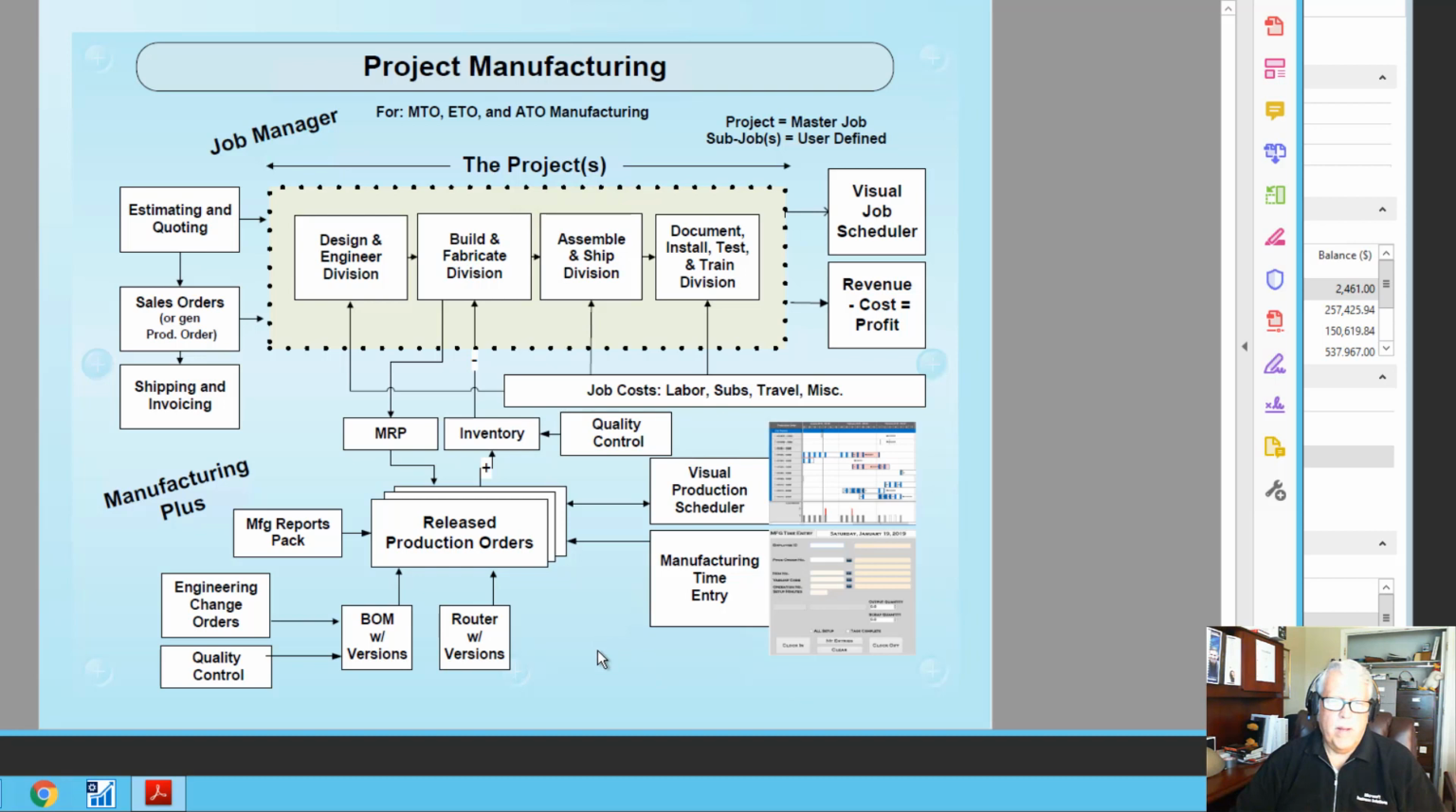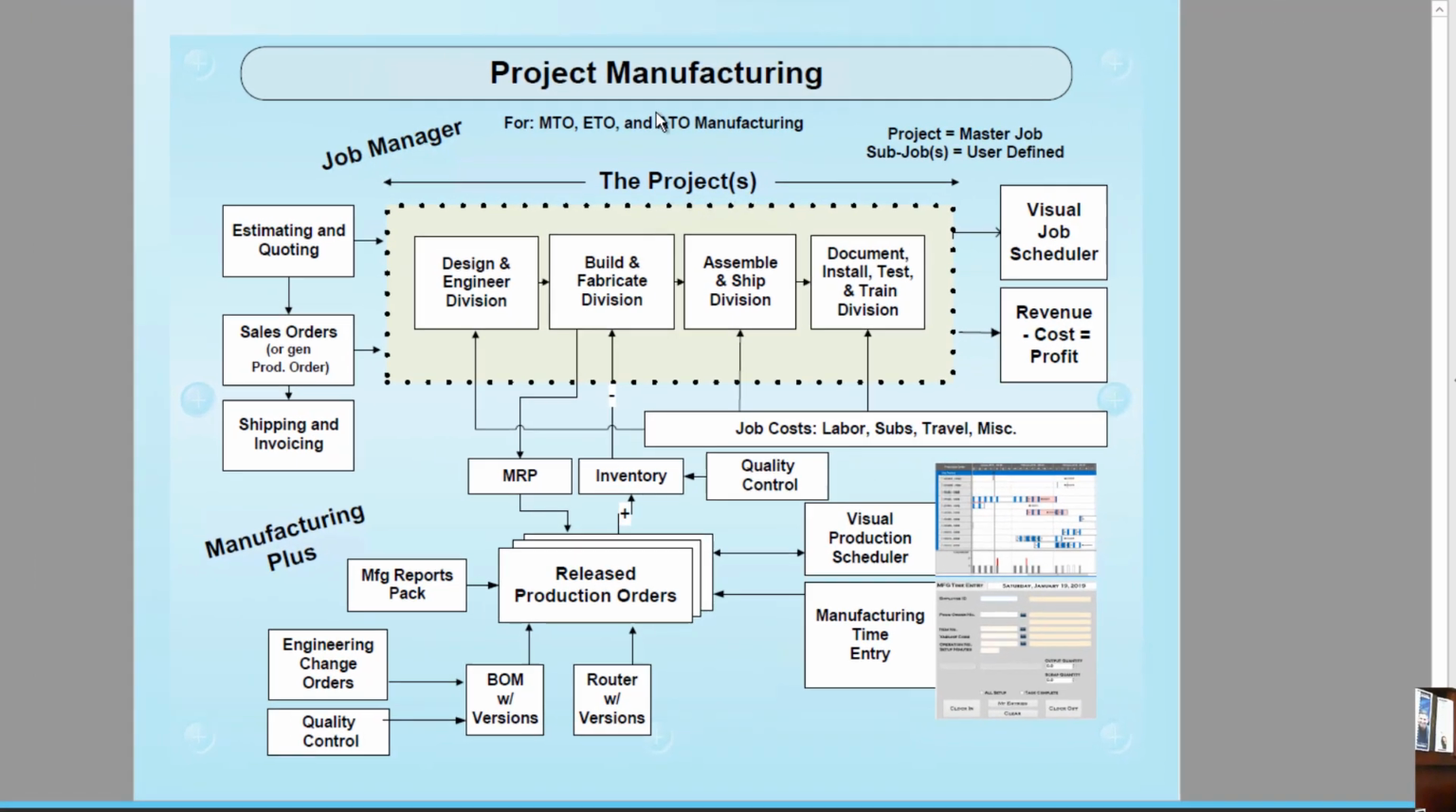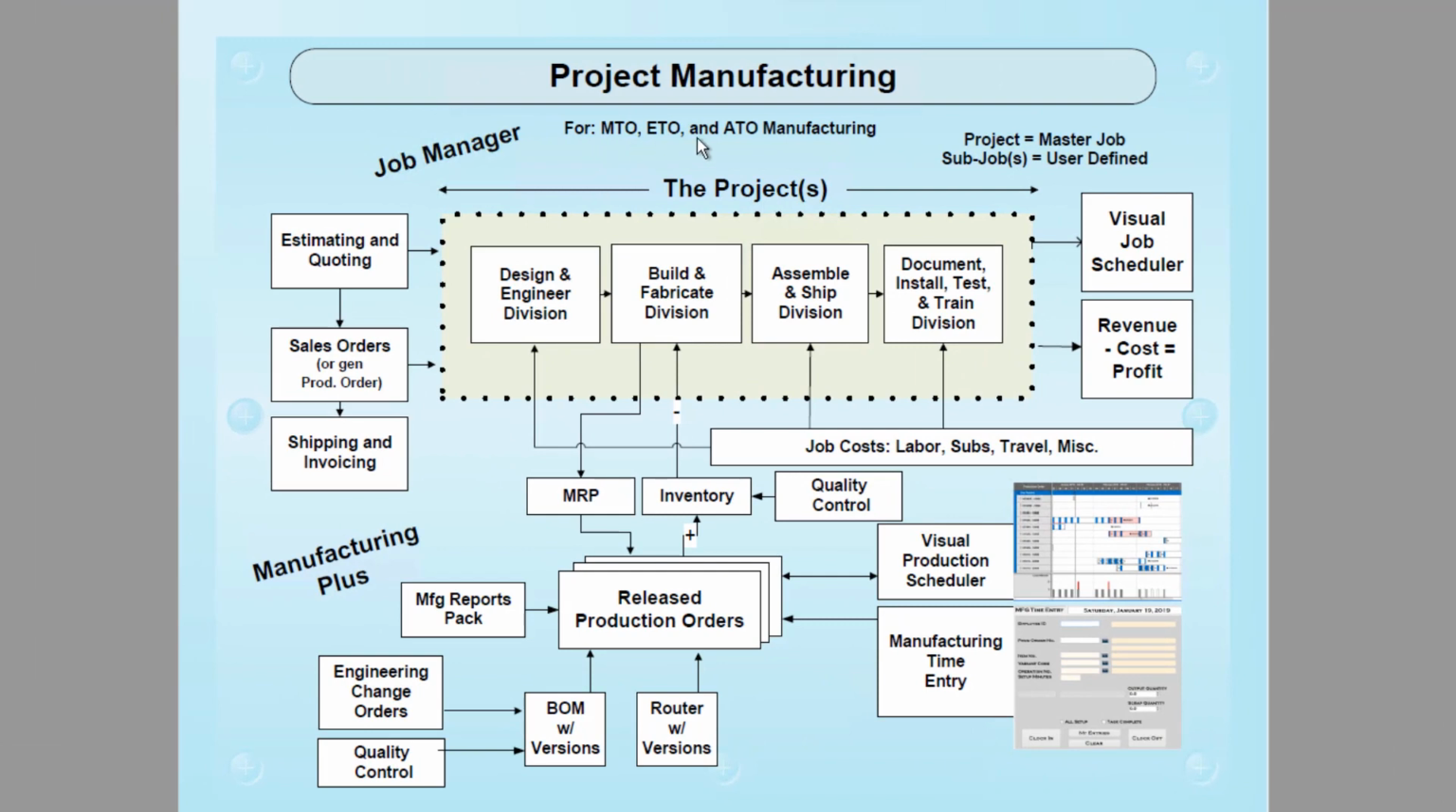Okay, here we go. Some of you who have followed my presentations in the past may have seen this diagram. I call it project manufacturing. It's really designed for make to order, engineer to order, and assemble to order type manufacturers. It combines both our job manager and manufacturing products. I'm going to focus on the lower part of the window today. I'm not going to get into the project side of it. I really want you to understand the production order and how we can schedule those production orders. That's what this is going to be all about.